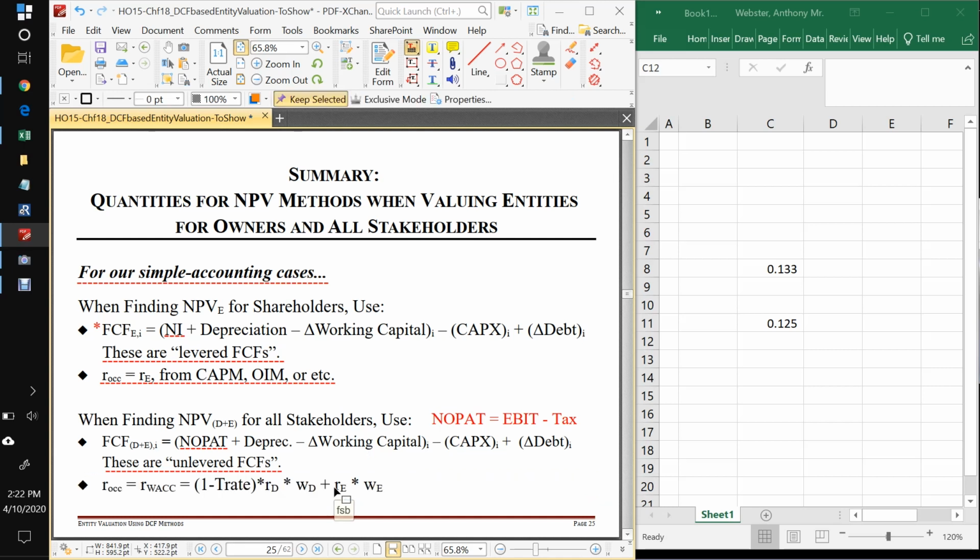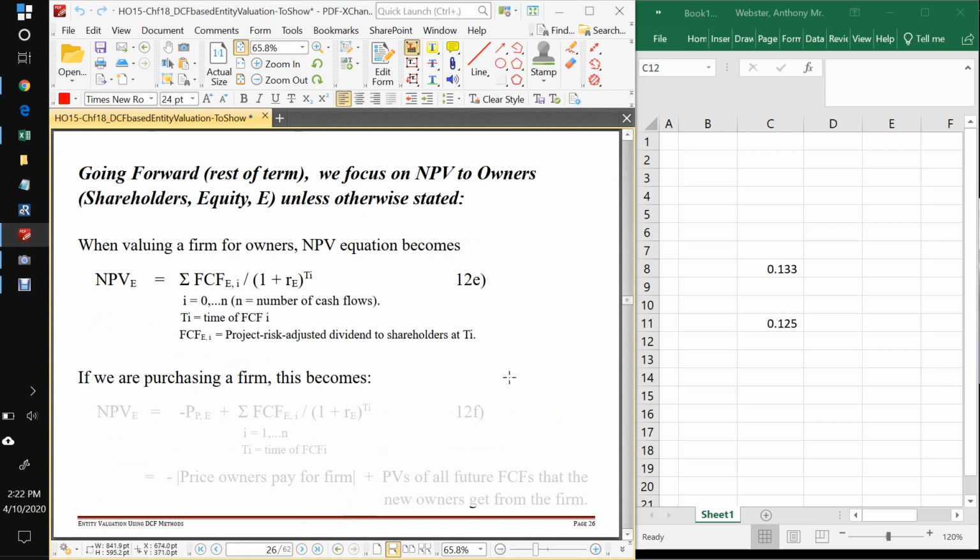And in this case, the discount rate that we want to use is our weighted average cost of capital, which comes from the equation we just beat to death. Okay, so going forward for the rest of the term, we're going to focus on NPV to owners unless otherwise stated. So we're not going to be so concerned with finding NPV to all stakeholders. We're going to be focused more on NPV to owners.